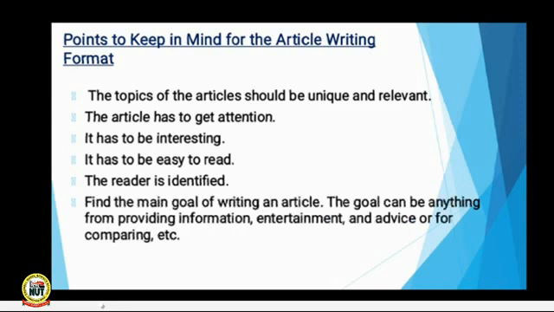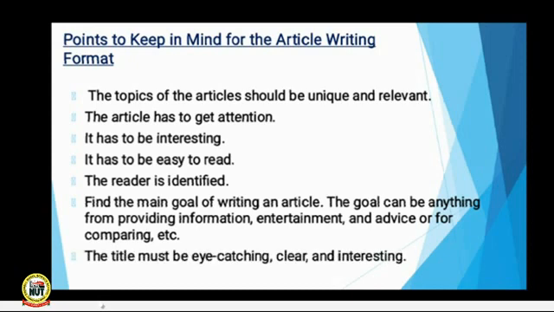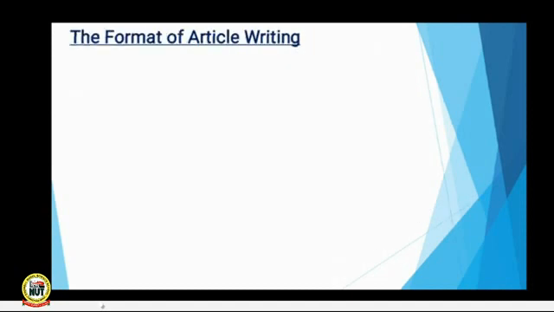Find the main goal of writing an article. The goal can be anything from providing information, entertainment, and advice, or for comparing, etc. Yes, that is the aims and objectives of writing your article. Are you writing to entertain, to inform, to provide information, or what is your purpose? The title must be eye-catching, clear, and interesting. We've said this. So these are things to put in mind, very important when writing an article.